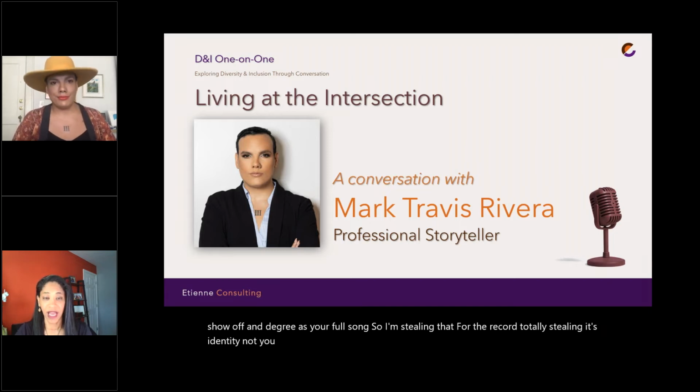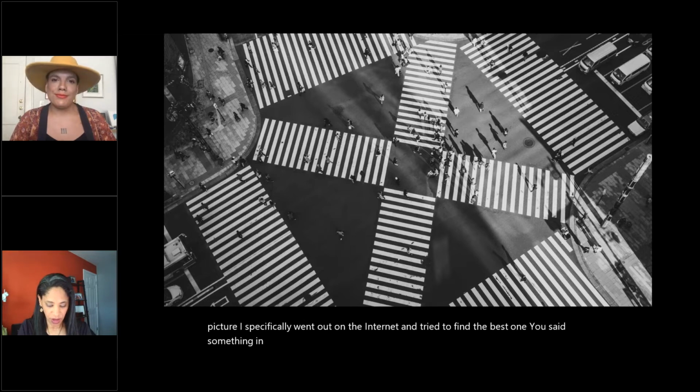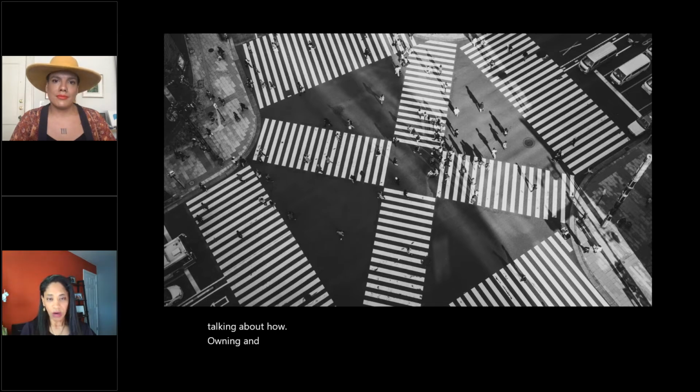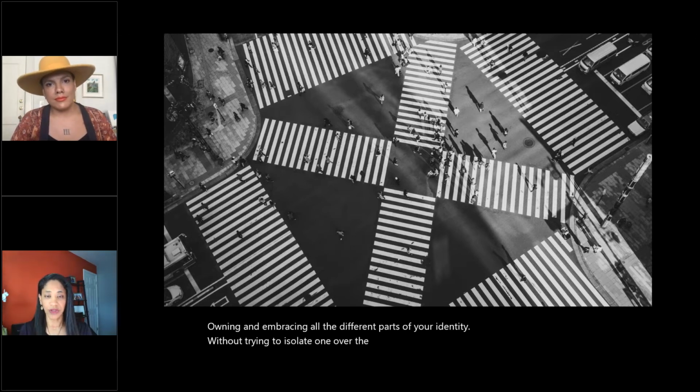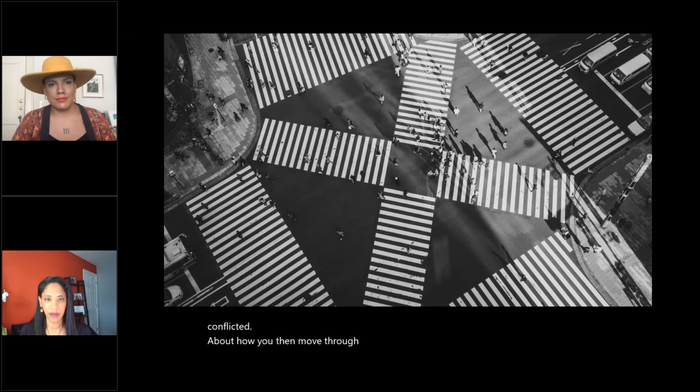I love that. And so I want to share this picture. Let me find it. It is this picture. I specifically went out on the internet and tried to find the best one. You said something in a previous call, and you wrote, quote, "It allows me to show up at the crosswalk." And I immediately thought of this picture. You were talking about how owning and embracing all the different parts of your identity without trying to isolate one over the other allows you to show up at this point and not feel conflicted about how you then move through that intersection. Can you talk about that?